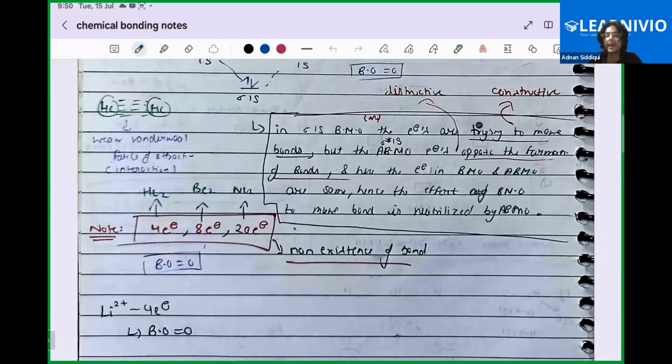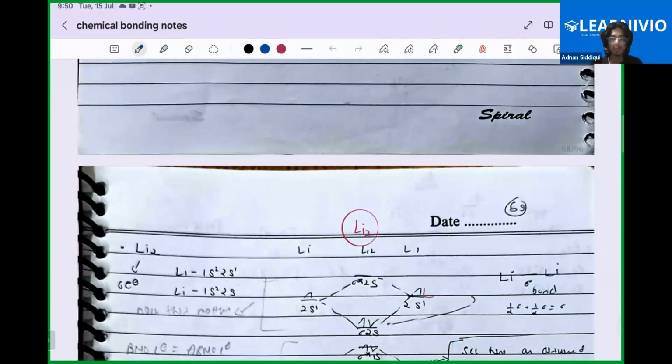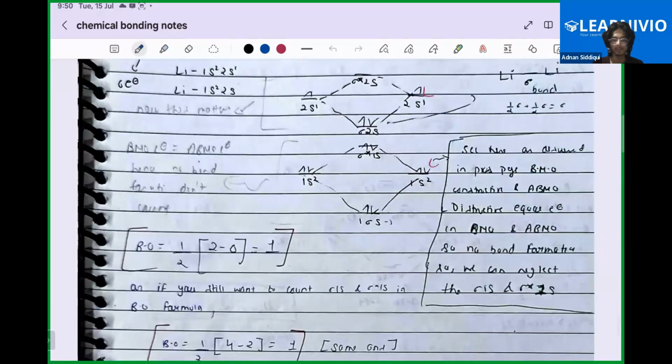And a homework for you: you will be able to do it easily after we have gone through the 2p orbitals now. You will find the bond order is coming as zero. So you will have to do this. Let us talk about the 2p orbitals for today's class.